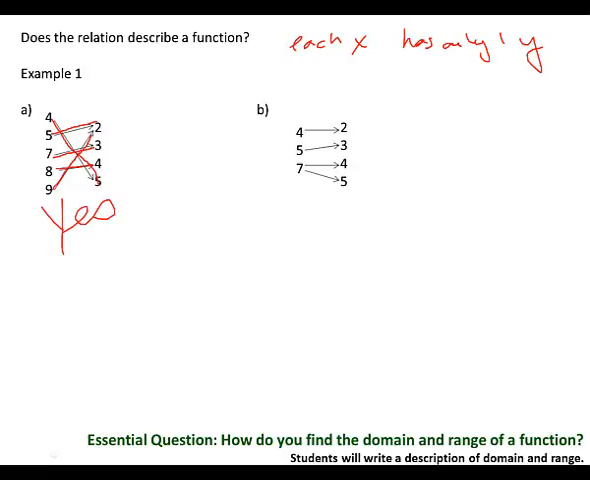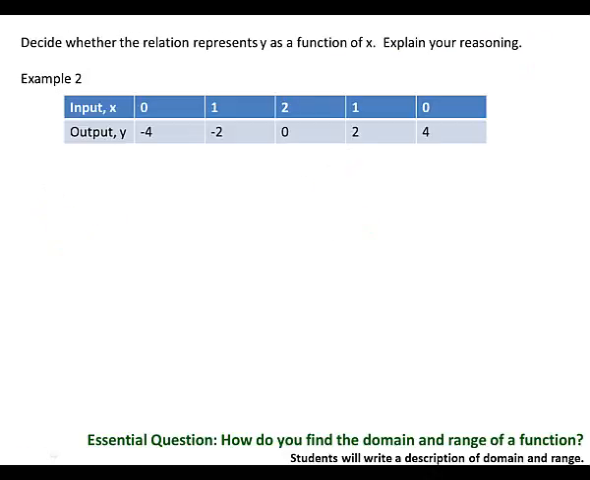You're going to see the difference in b, okay? Okay, 4 goes to 2, 5 goes to 3, 7 goes to 4, and 5. Does each x go to only one y? No, so that one is not a function. Do we see the difference? So this situation here is okay, if I get 2 arrows pointing to a y. This over here, x with 2 arrows, not a good thing.